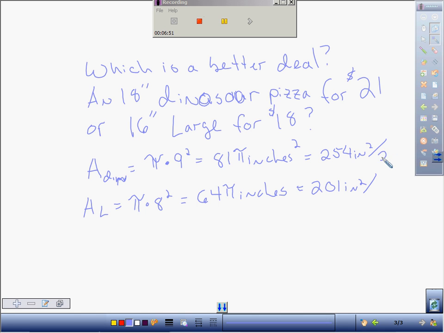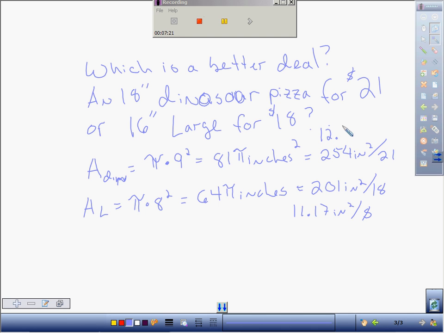And now I'm going to divide these by how much they cost. This is $21, right? Because this is going to give me inches per dollar. And divide this by 18. Could you do that for me, Maggie? 254 divided by 21 is 11.17. And this one down, the 64 pi one, that one's 11.17 too. Inches squared per dollar. Okay? And how much am I getting for this one?